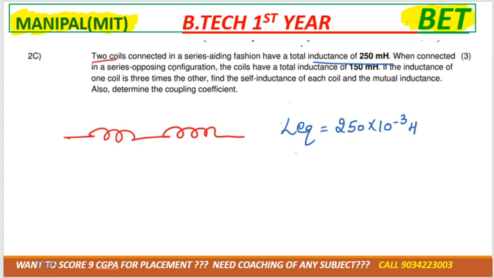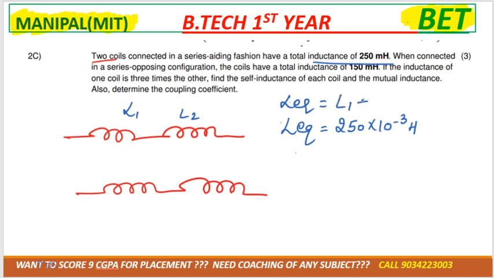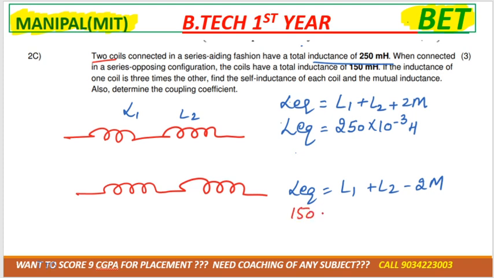When connected in a series opposing configuration, these are 2 inductor, they are connected in opposing configuration. They are in series, तो इसका formula is L1 L2. तो इस केस में equivalent का formula is L1 plus L2 plus 2m. And in this case formula is L equivalent L1 plus L2 minus 2m. Okay, इसके केस में L equivalent is 150 millihenry.